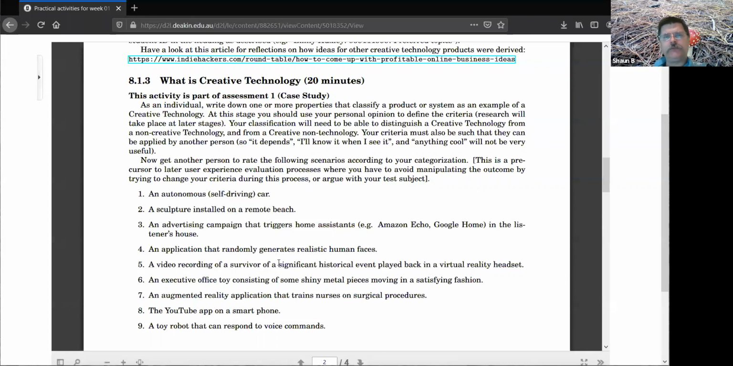Show your answers to somebody else. Get them to compare their answers. If you disagree, go into a bit more detail. Can you convince the other person that you're right, or can they convince you of their viewpoint? You can agree to disagree as well, but explain your reasoning.